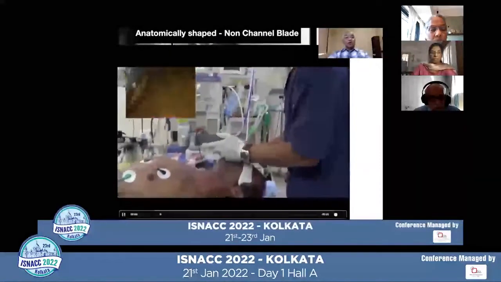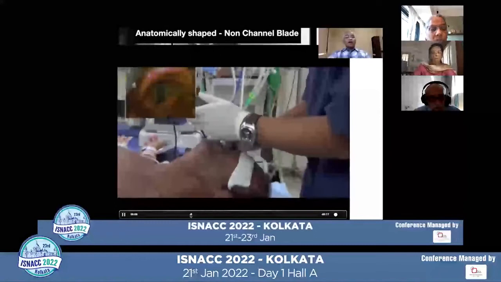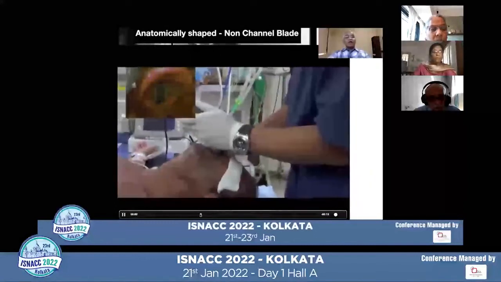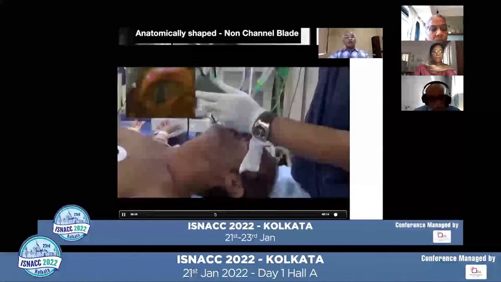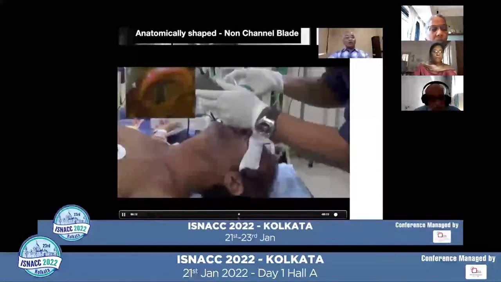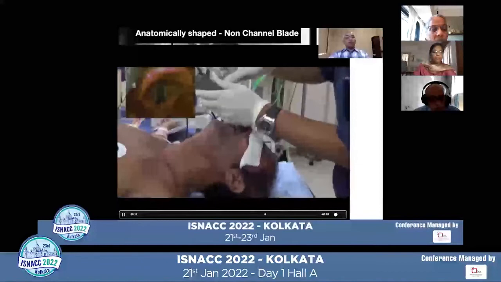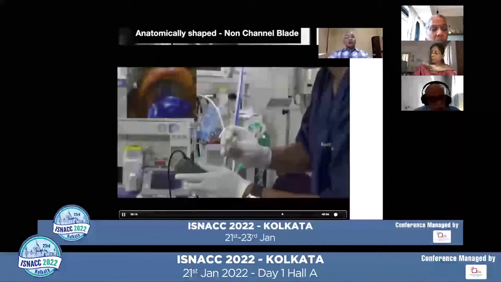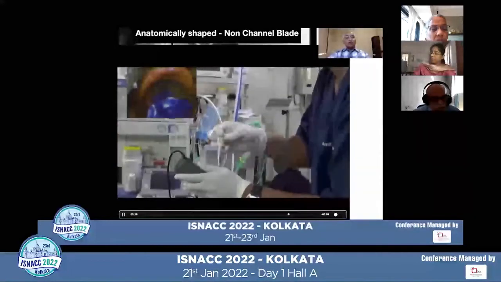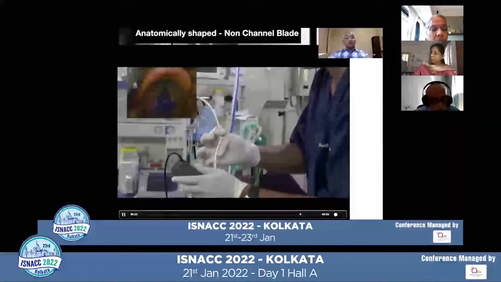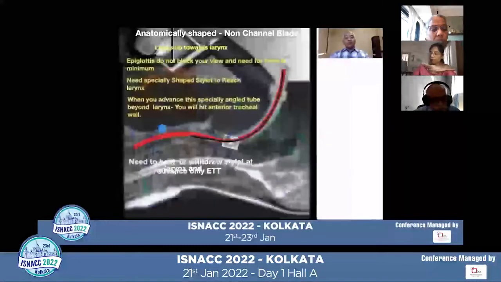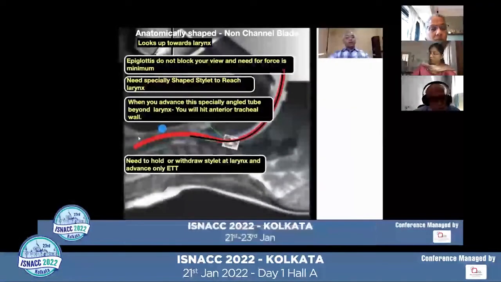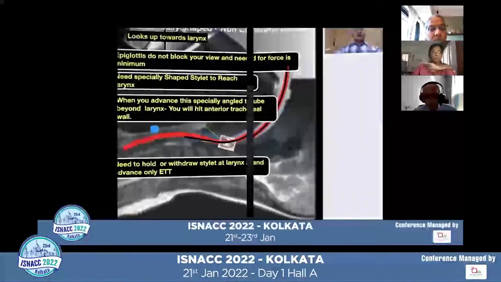Here, if you look carefully, I have introduced this CMAC D blade. You get a fantastic view, and once you introduce this hyperangulated stylated endotracheal tube from the corner of the mouth, once you reach the larynx, you carefully observe my fingers. I am only pushing the endotracheal tube without the stylet. It is essential that you push only the endotracheal tube. So these are the 4 important points which you must understand to intubate with an anatomically shaped, hyperangulated non-channel blade.